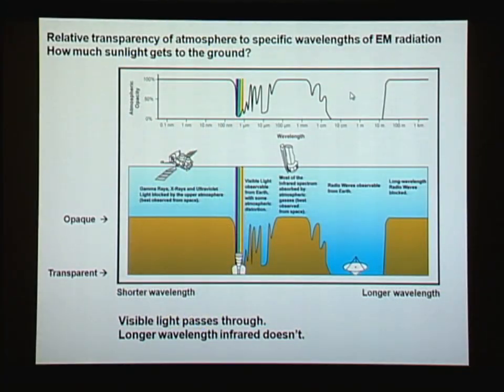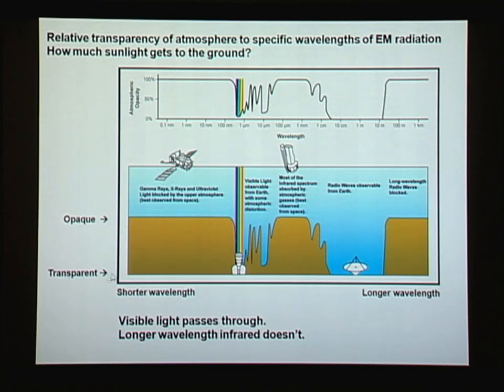That's true for radio waves too. Radio wavelengths come into the ground. All these areas that are flat right here, those waves don't come into the surface of the earth because they get absorbed and don't make their way down to the ground.